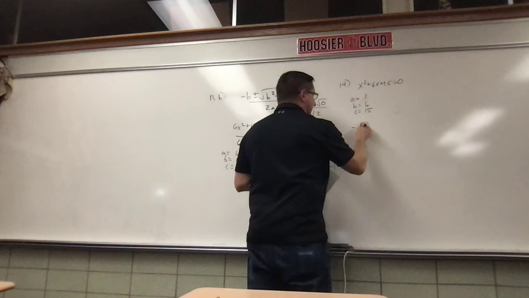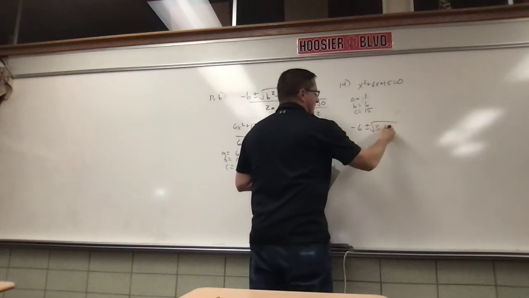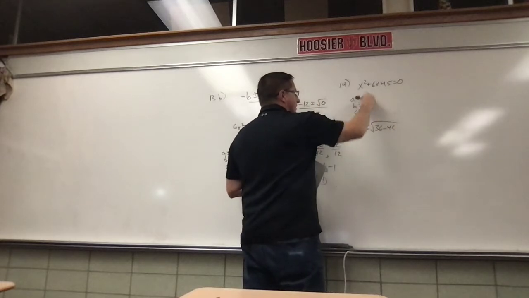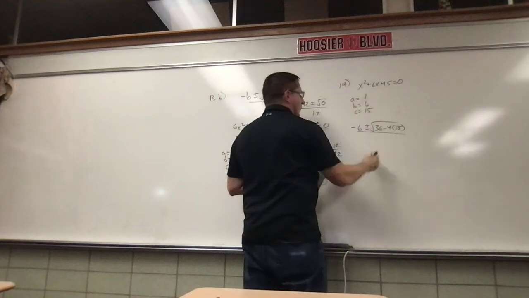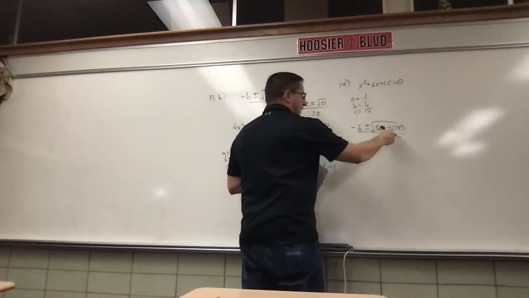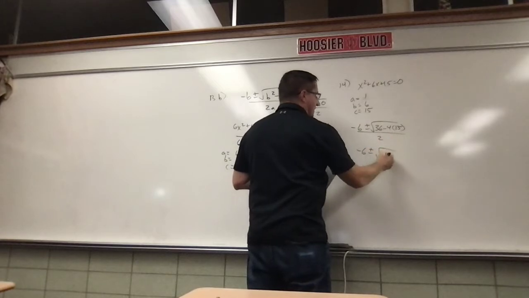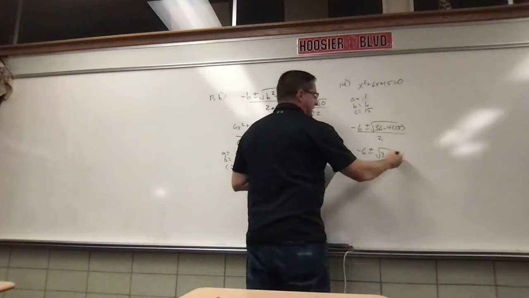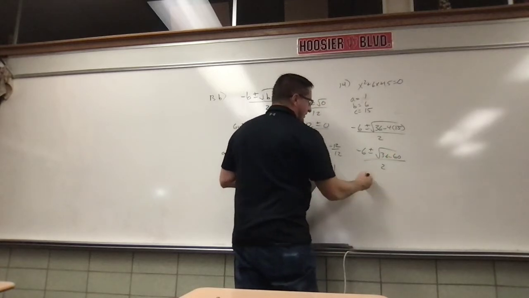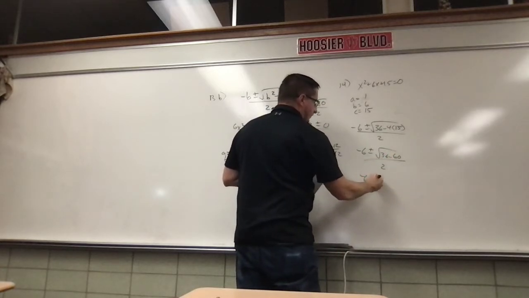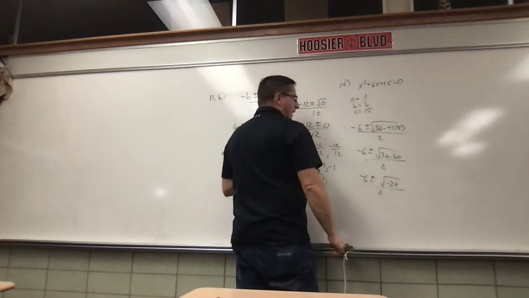So negative b is negative 6, plus or minus the square root of b squared. 6 squared is 36, minus 4 times a times c, or 1 times 15, is 15. Over 2a, so over 2 times 1, which is 2. Again, we multiply before we subtract. Negative 6 plus or minus 36 minus 4 times 15 is 60 over 2. We take 36 minus 60, and that's negative 24. Negative 24 over 2.